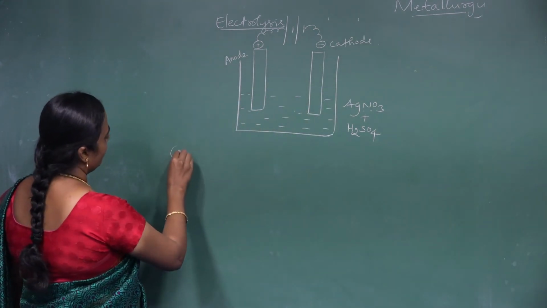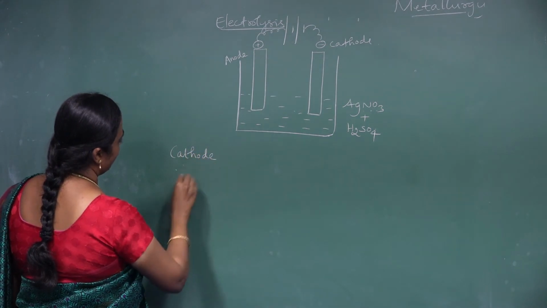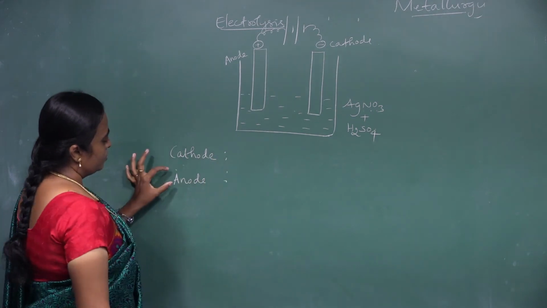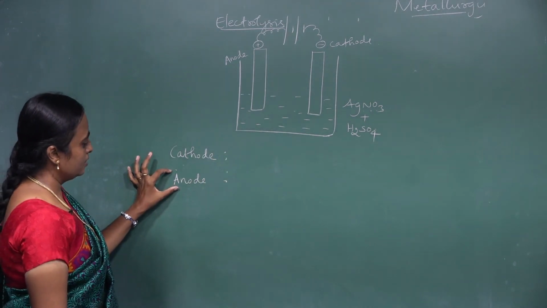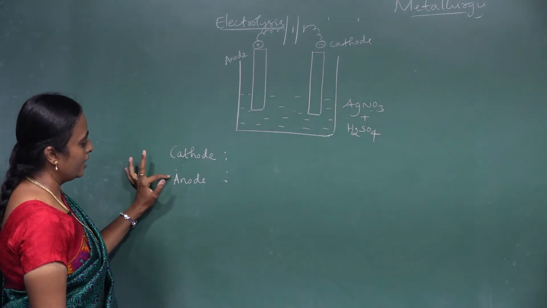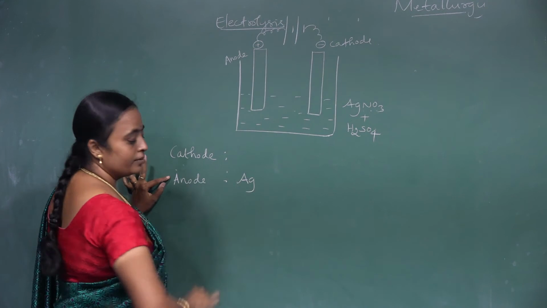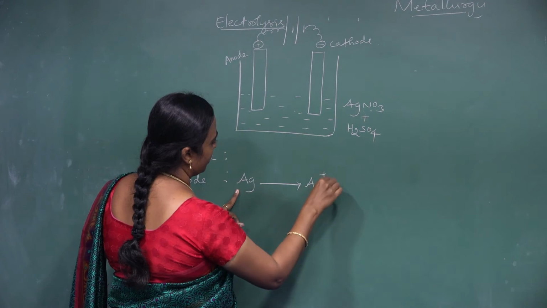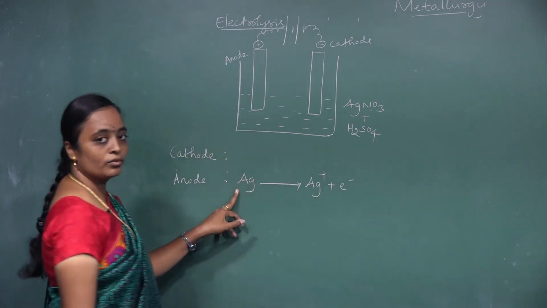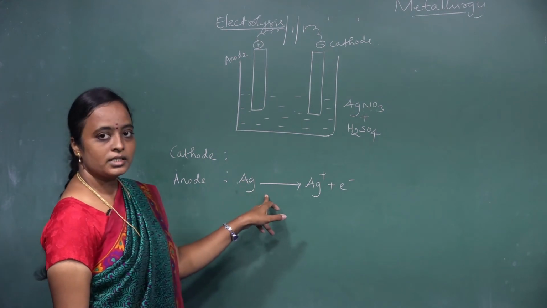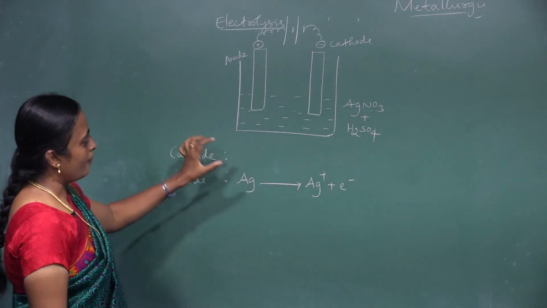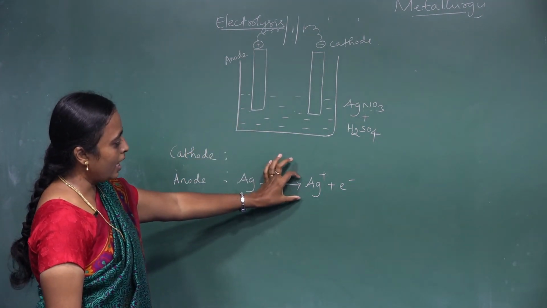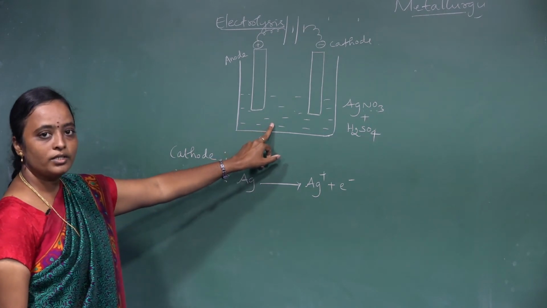So here what happened? We know the cathode and anode reactions. At the anode there is oxidation, at the cathode reduction. At the anode, from the silver there will be ejection of an electron, that is, an electron is coming out. Anode, oxidation, removal of an electron. So at the anode the silver ion is formed, and that enters into the electrolyte solution.